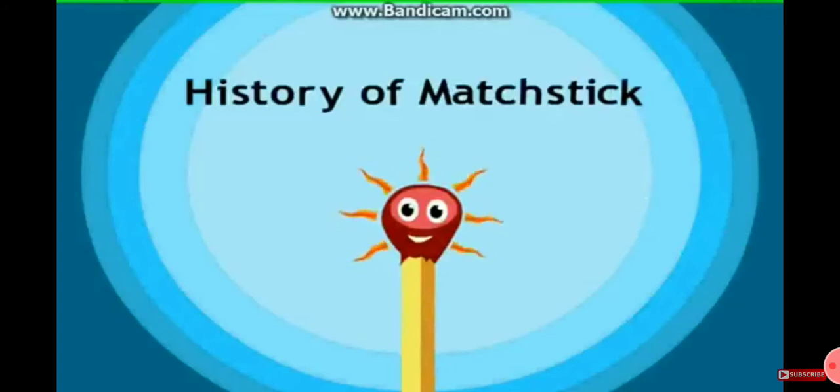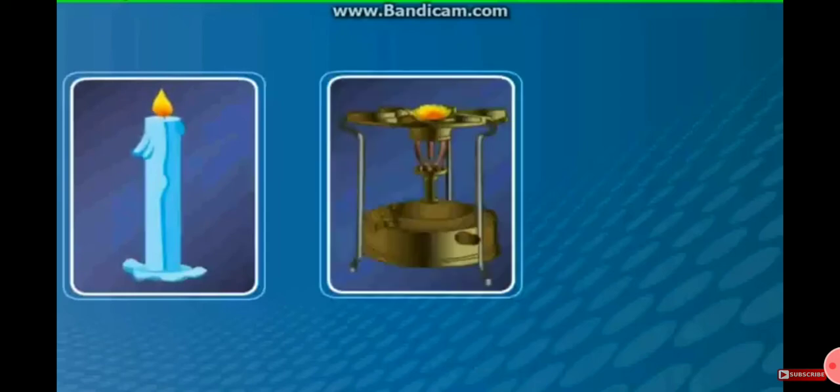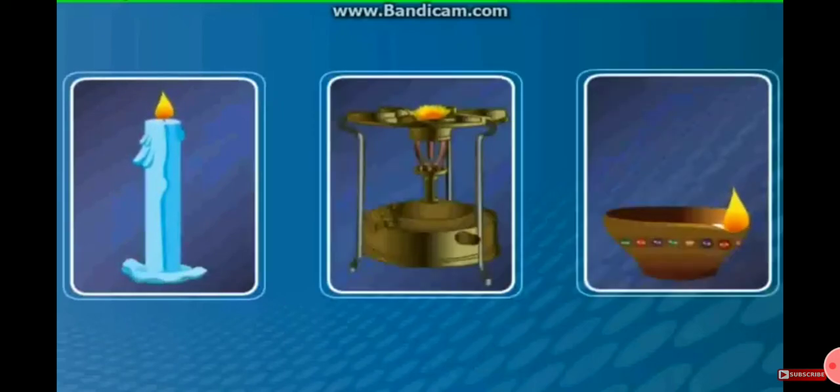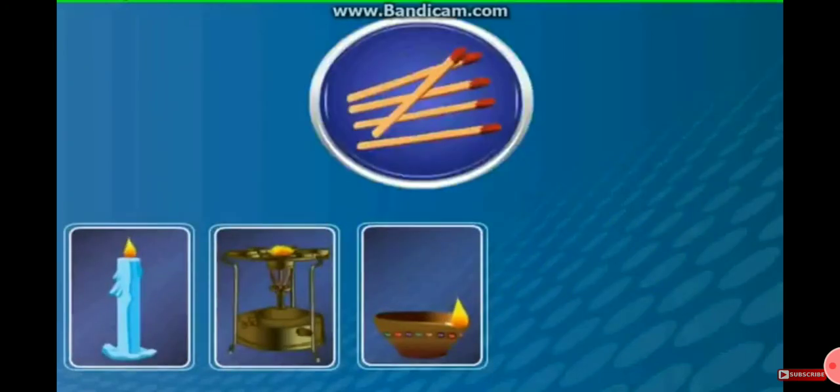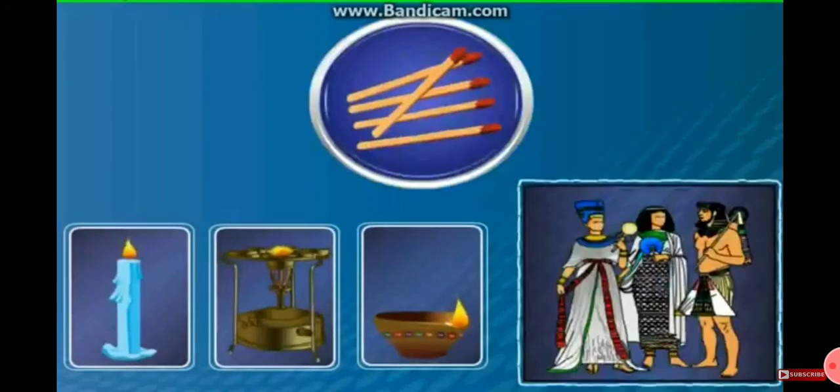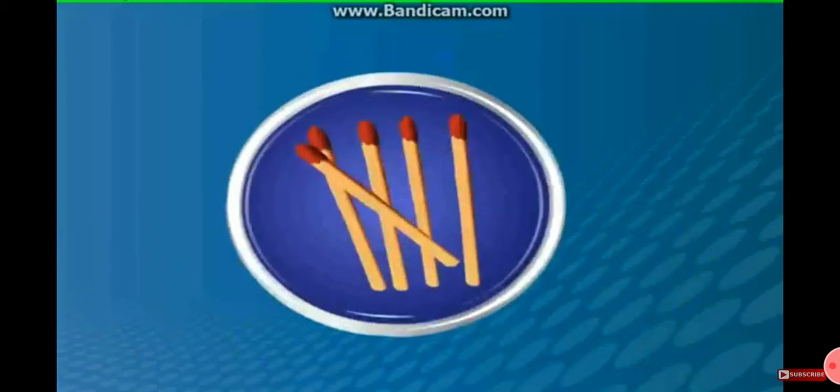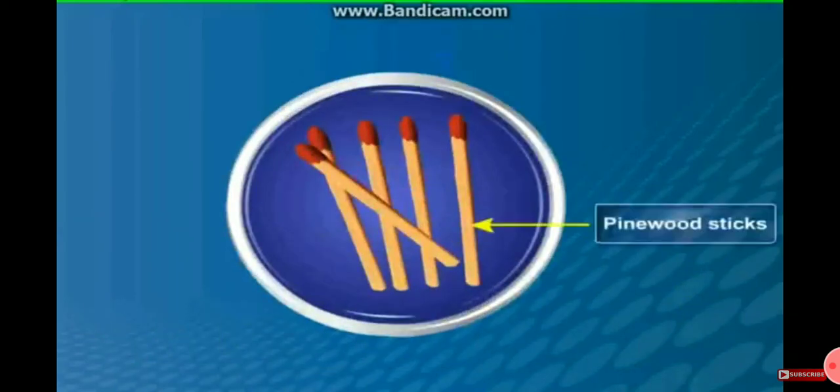History of matchstick. A matchstick is used to light candles, gas stoves, oil lamps, etc. Do you know that the first matches were developed by the Egyptians more than 500,000 years ago? These matches were made of small pieces of pine wood dipped in sulfur, which is a combustible substance. The modern safety match was developed about 200 years ago.